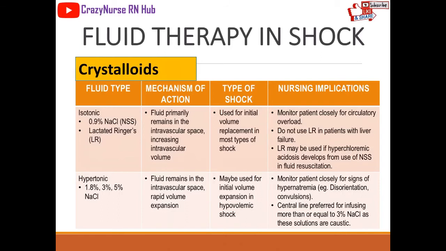Now we'll proceed to your hypertonic solutions. We have 1.8%, 3%, 5% sodium chloride. Fluid remains in the intravascular space and it is for rapid volume expansion. It may be used for initial volume expansion in hypovolemic shock. So we have to monitor patient closely for signs of hypernatremia, such as disorientation and convulsions. Central line is preferred for infusing more than or equal to 3% sodium chloride as these solutions are caustic.